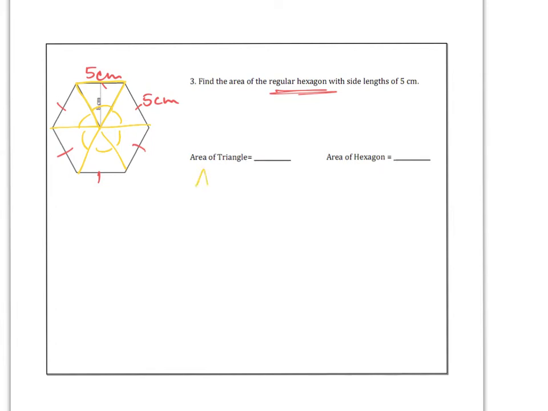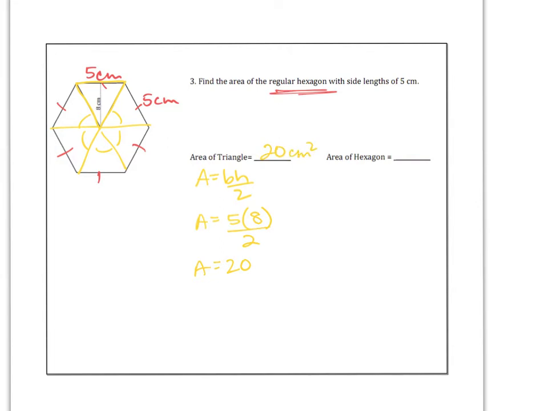Area of a triangle, remember, is base times height divided by 2. So in this case, the base is 5. The height, I believe that's an 8. Yeah, the height is 8 and then divide by 2. Well, 5 times 8 is 40, and 40 divided by 2 is 20. So the area of one triangle here is 20 centimeters squared.